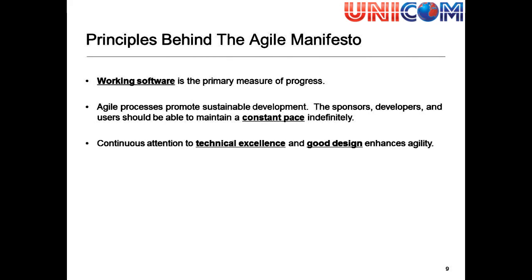Continuous attention to technical excellence and good design. So you do need your teams to think horizontally. You may have two Scrum teams that are going to touch the same piece of code. And yes, while Agile says it's okay that different teams can all touch whatever part of the code base they need to touch, you do need teams to communicate with each other and think about good design.